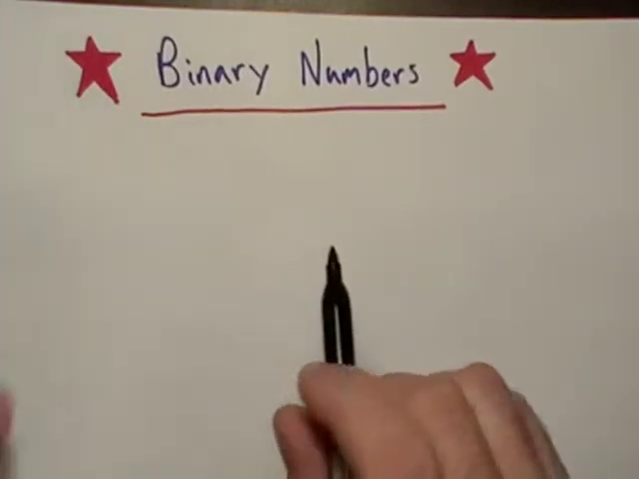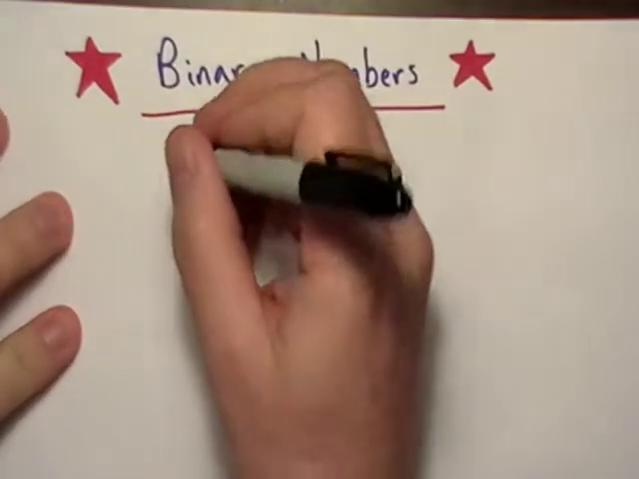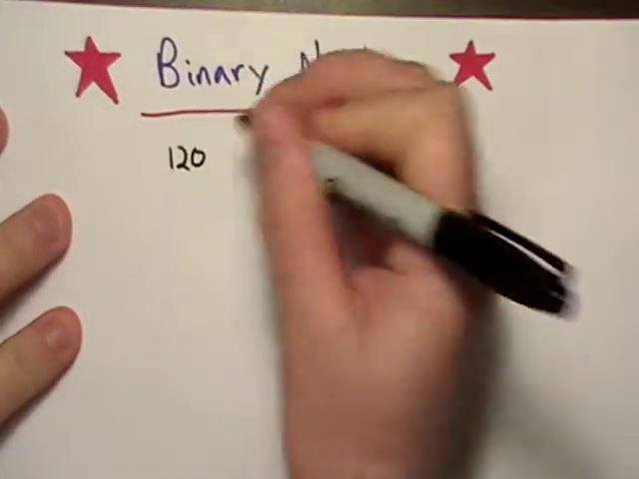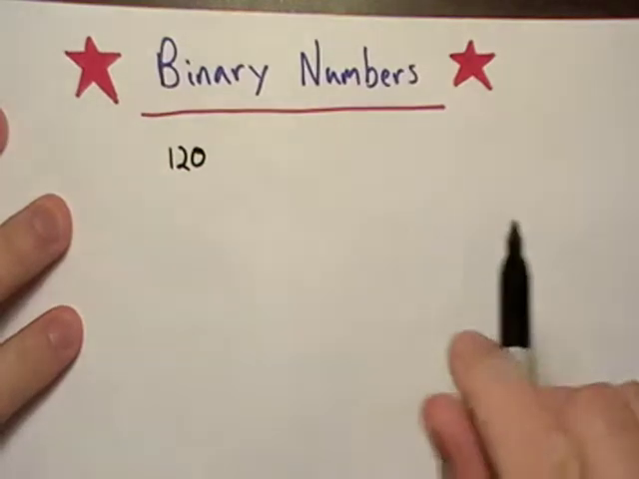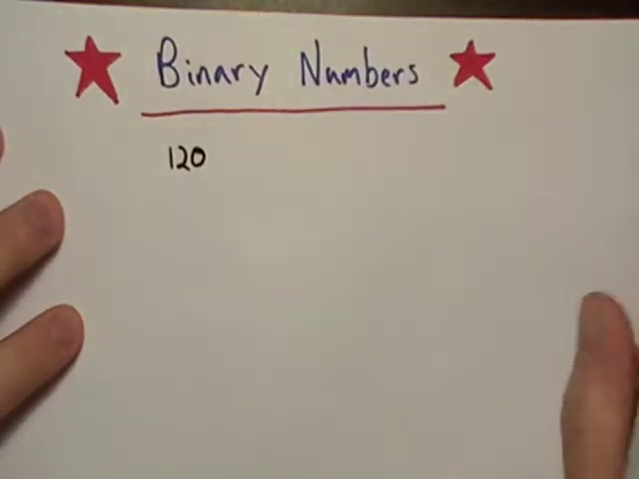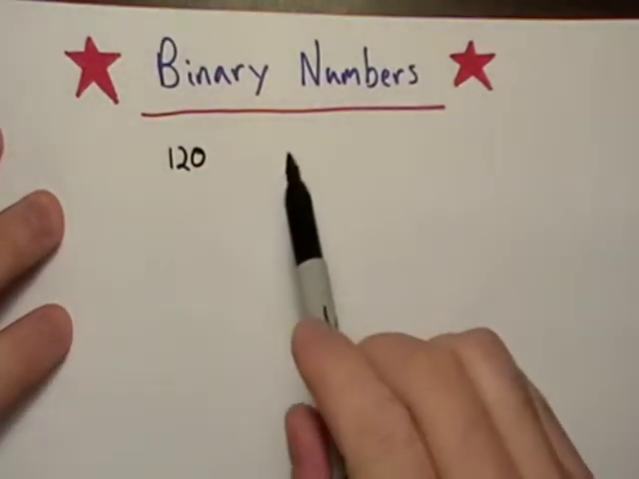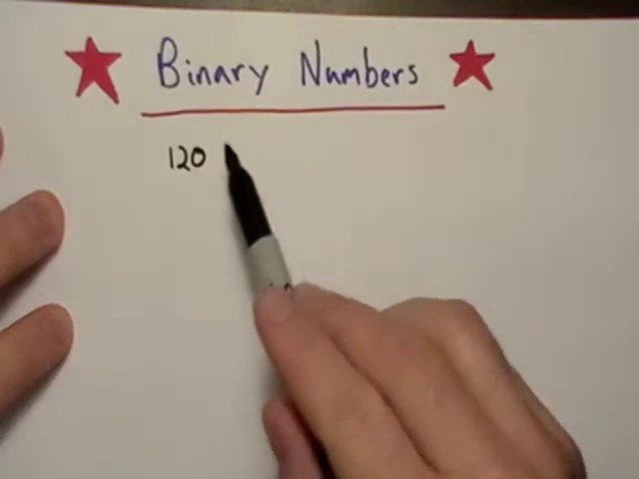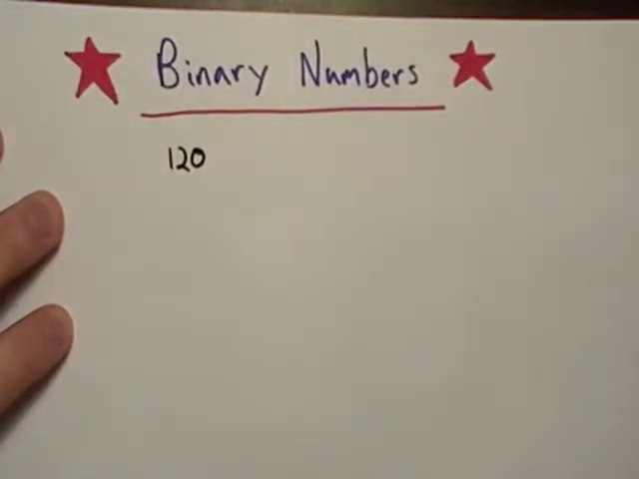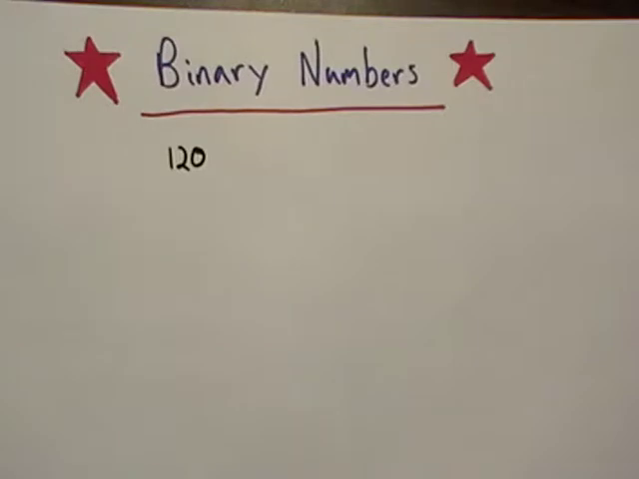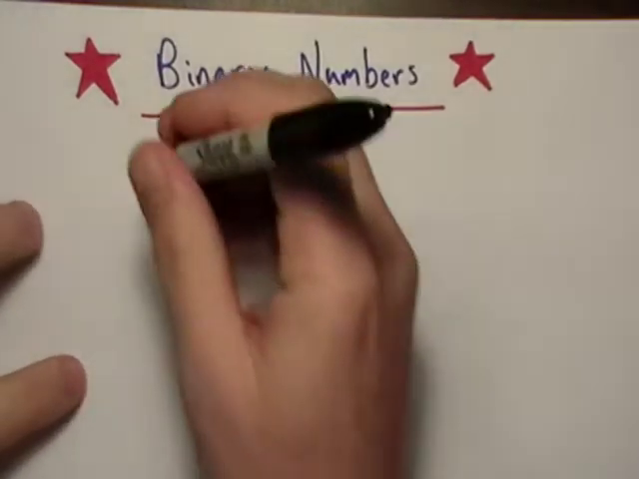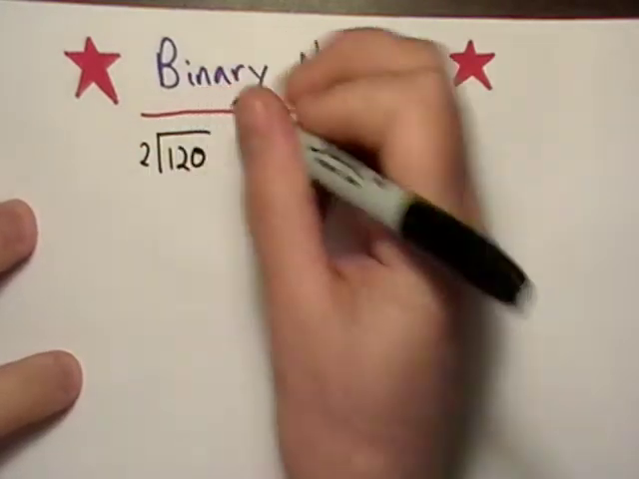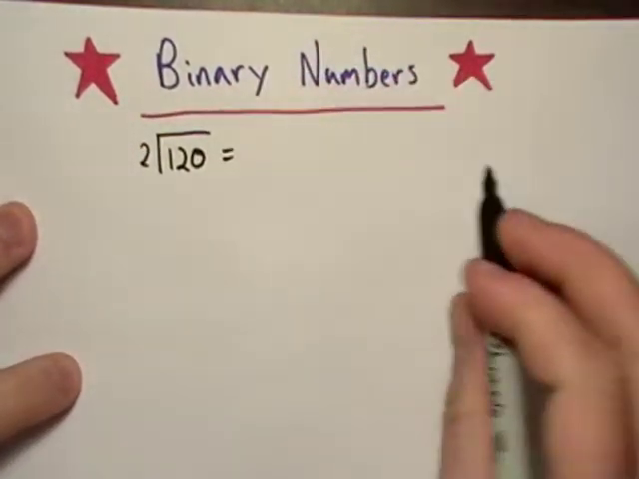Okay, so just to get an idea, let's take a real simple one. Let's take the number 120 and convert that to binary. What we're going to do is divide this number in half, and every time there's a remainder, we're going to keep track of it. Just watch me, and you'll figure it out. It's pretty easy, and this is just a simple example.